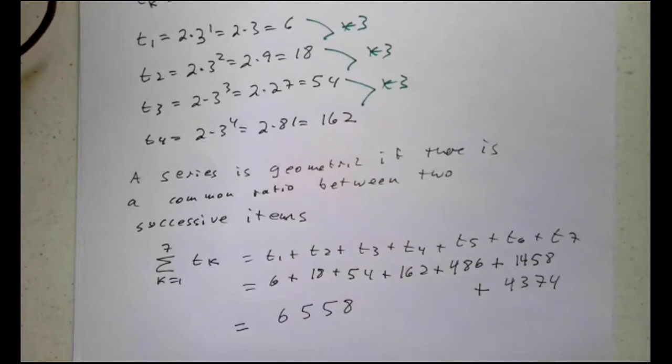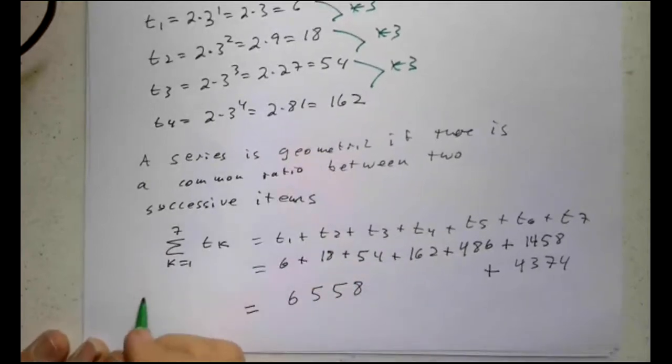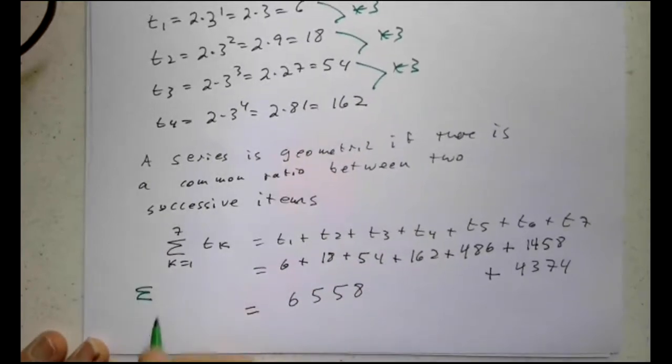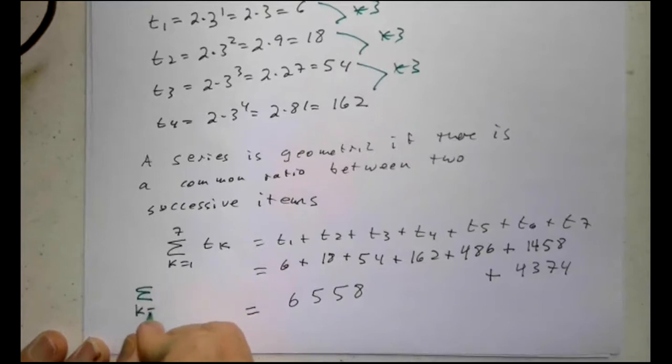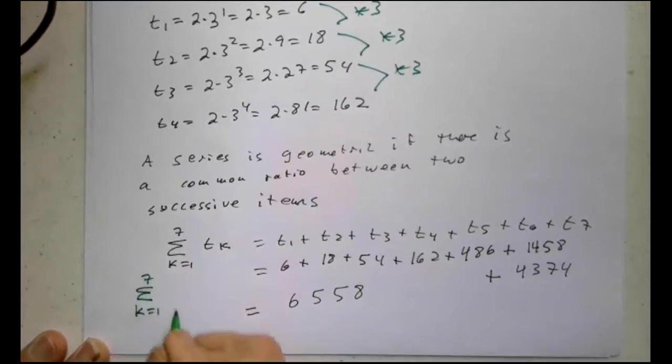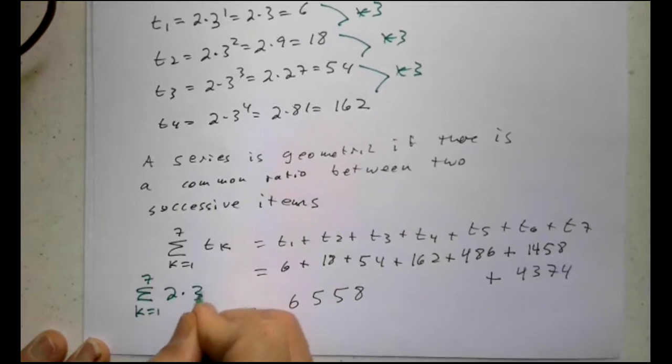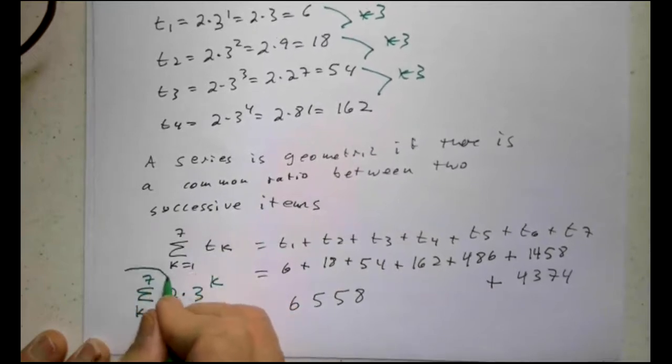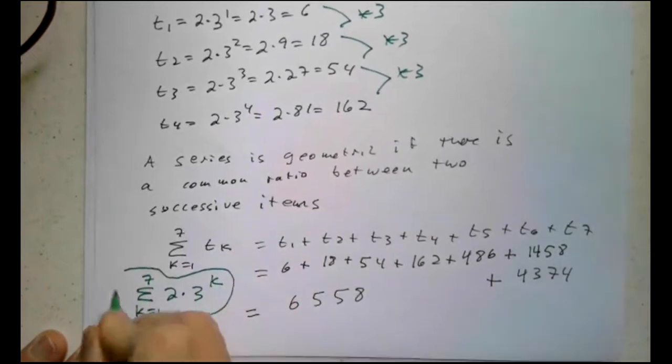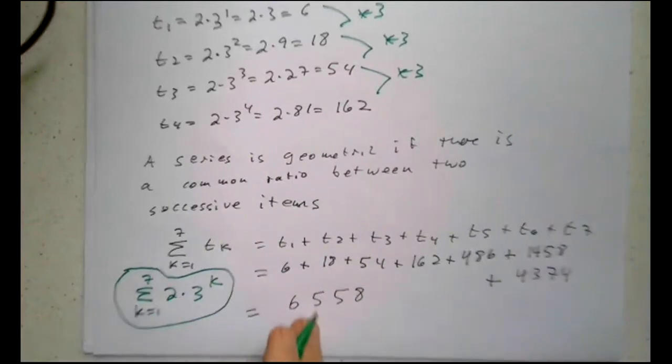But I can also do this on the graphing calculator. Remember, we want the sum as k goes from 1 to 7 of T sub k, which would be the sum as k goes from 1 to 7 of 2 times 3 to the k. So I'm going to go ahead and input this into the graphing calculator using the summation key, and hopefully we will get 6558.